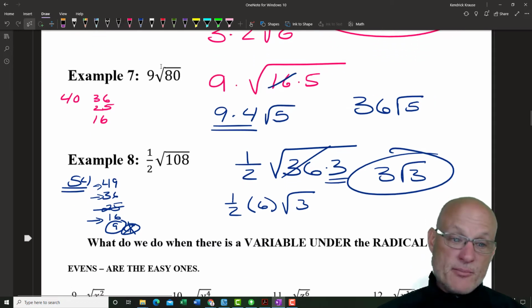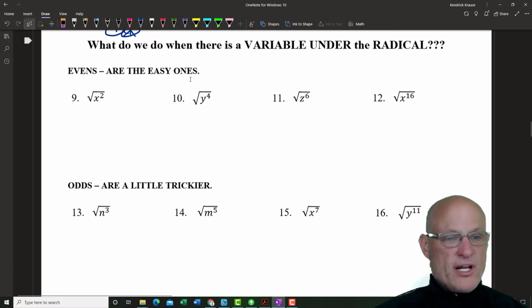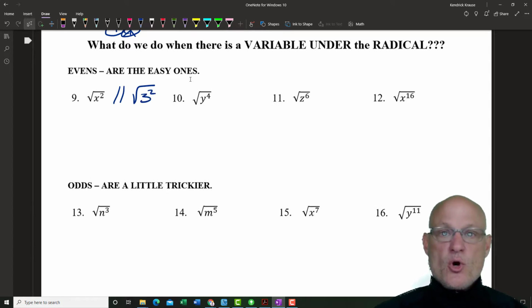What about a variable underneath it? Well, let's just take a look at this. What if I didn't have this? What if I had this? The square root of 3 squared. Well, what is 3 squared? Isn't 3 squared really 9? So wouldn't this just be equal to 3?